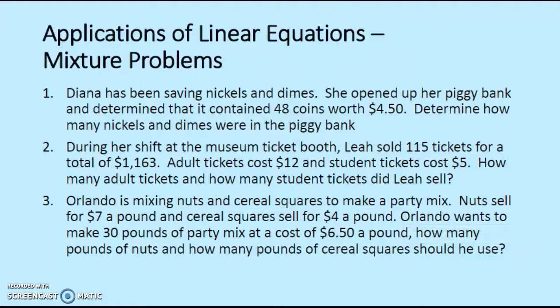In the second example, we have something similar, but instead of coins, we have tickets. During her shift at the museum ticket booth, Leah sold 115 tickets for a total of $1,163. Adult tickets cost $12 and student tickets cost $5. How many adult tickets and how many student tickets did Leah sell?